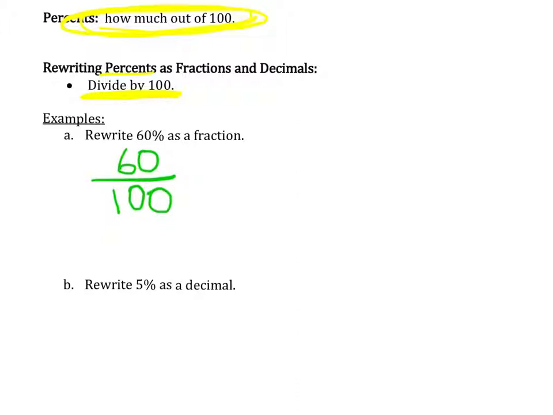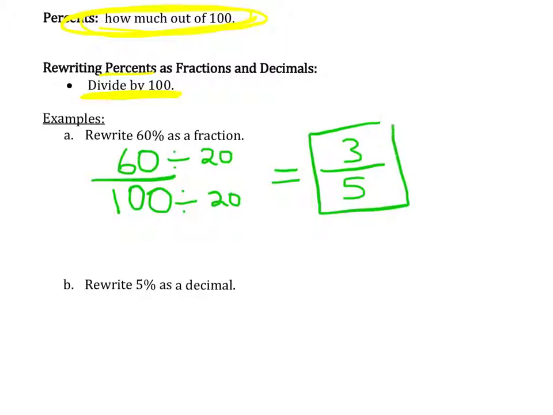All right. Now, of course, we're going to want to simplify the fraction, keep it in simplest form. And so I'm going to divide out by their greatest common factor. So if I think of the factors of 60 and 100, of course, 10 is a common factor, but 20 is also, right? So I'm going to divide the top and the bottom of this fraction by 20. 20 goes into 60 3 times. It goes into 100 5 times. And so 60% as a fraction is the same thing as 3/5.